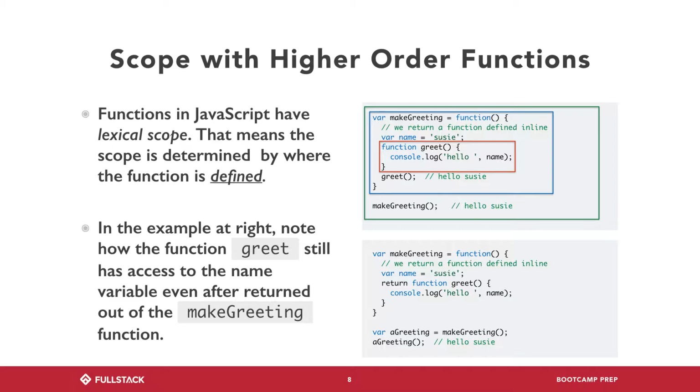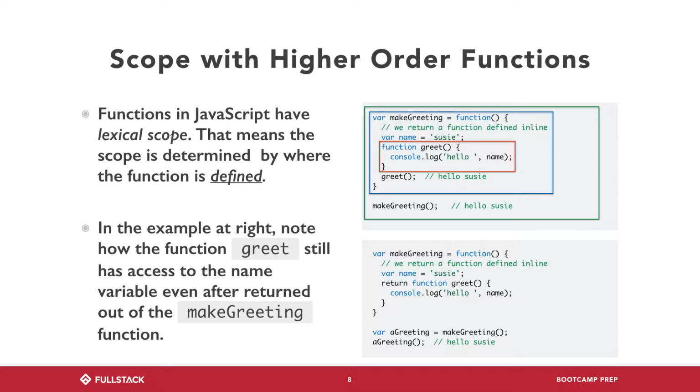And we return a function, but when we call it, it still knows to look for Susie, right? All this is saying is that because the function greet was made inside this makeGreeting function, the scope for this is always going to be here, right? So I can move this anywhere else that I want, but when I call it, the scope is still always going to be where it was created, right?